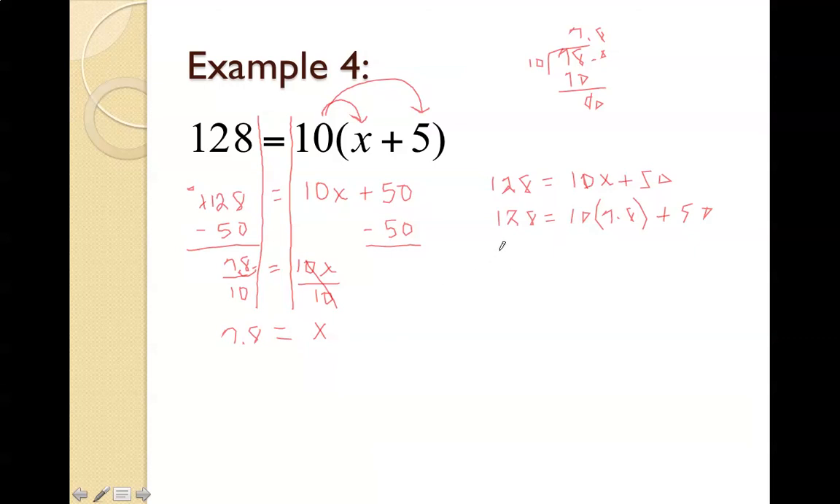So I get 128 equals 10 times 7.8. Just move that decimal to the right. That gives me 78 plus 50. So I have 128 equals 78 plus 50 gives me 128. All right, and that is correct. So I know my answer was correct.